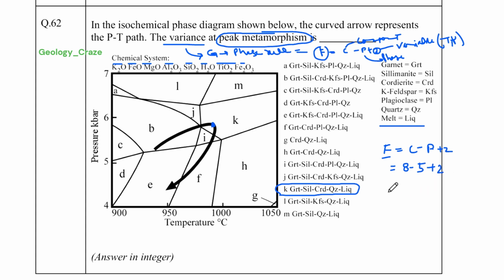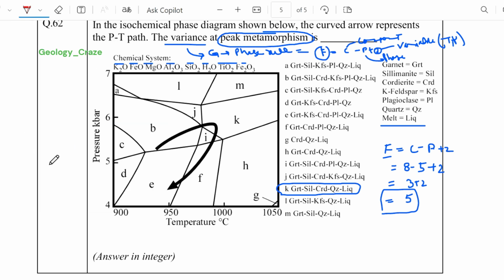So the degree of freedom is 8 minus 5 plus 2, that is 5. So our answer is 5.